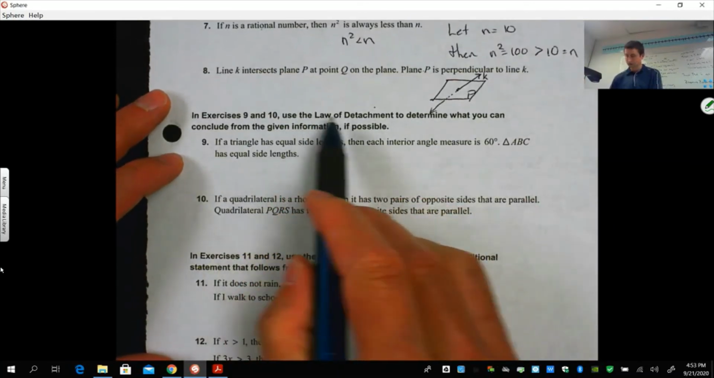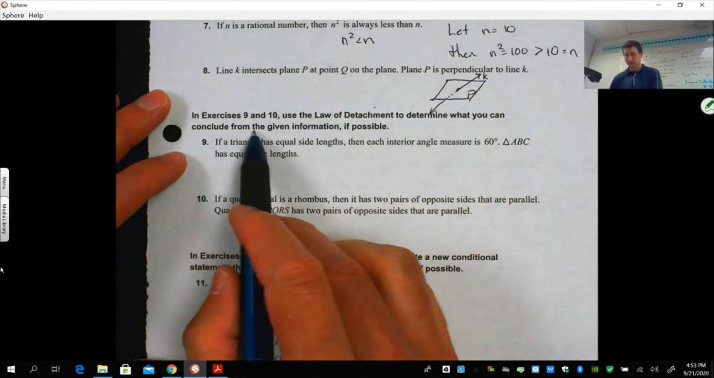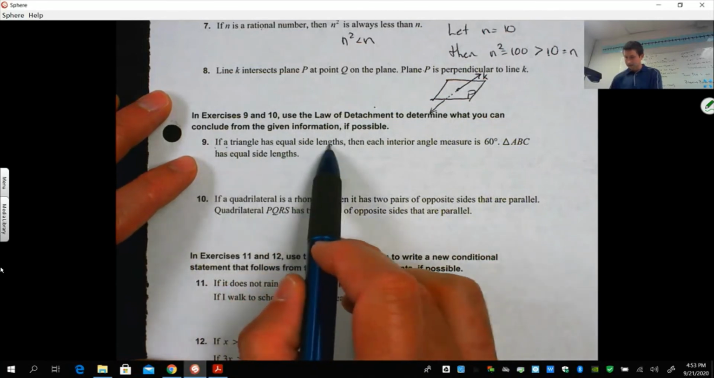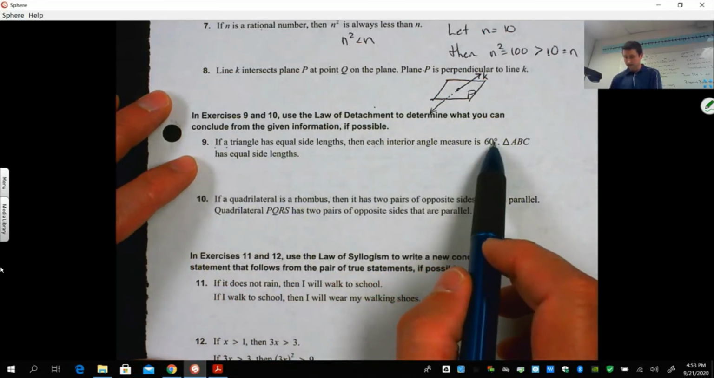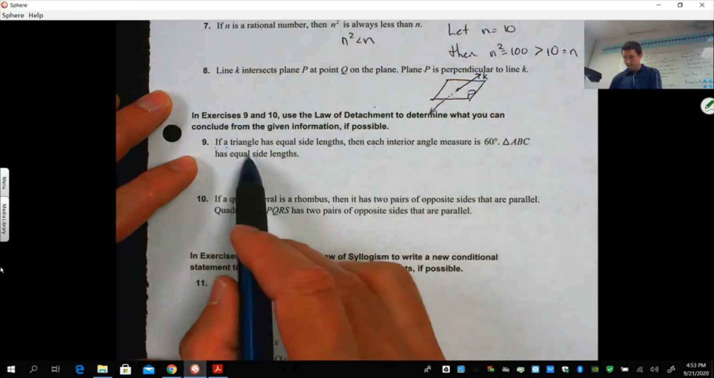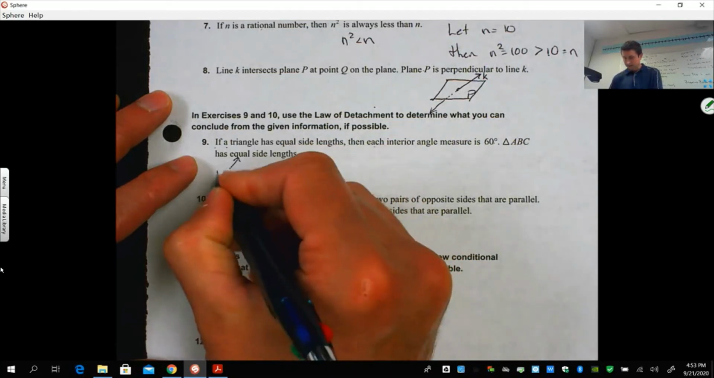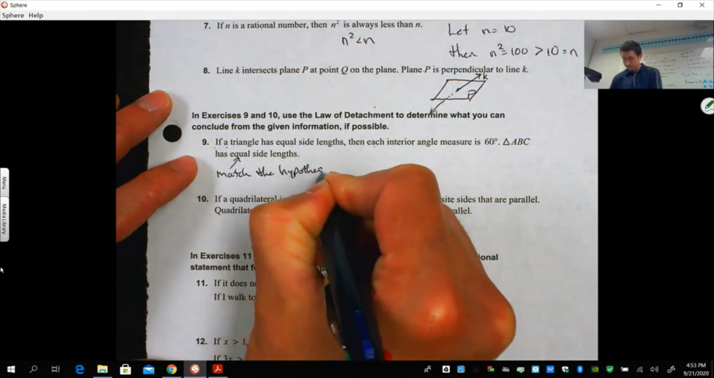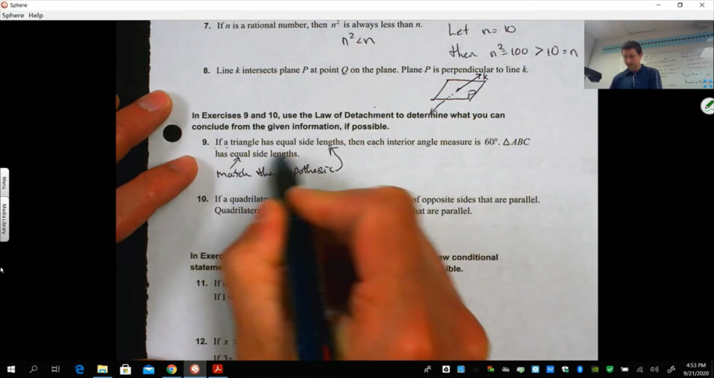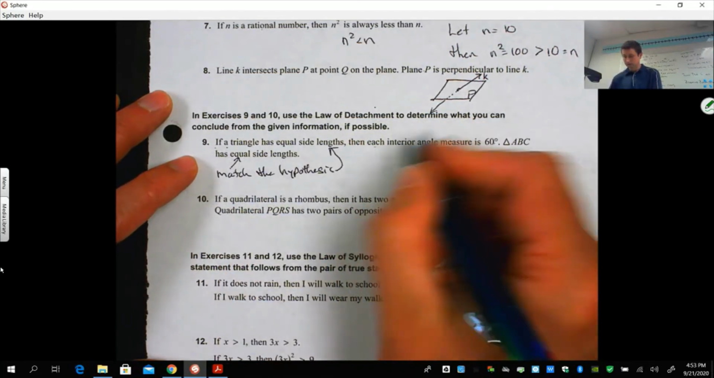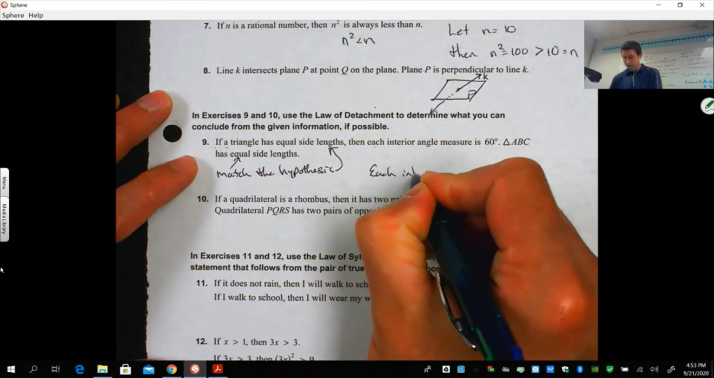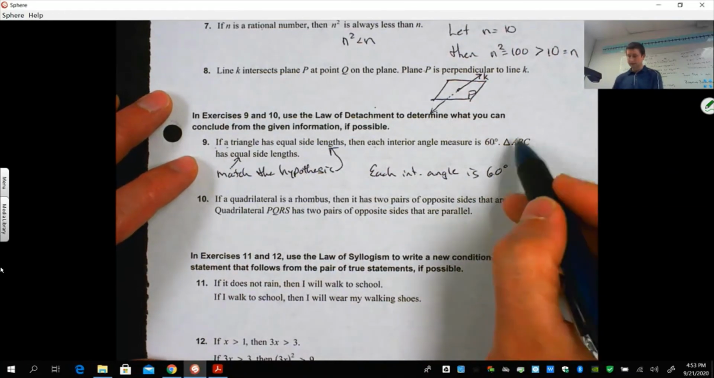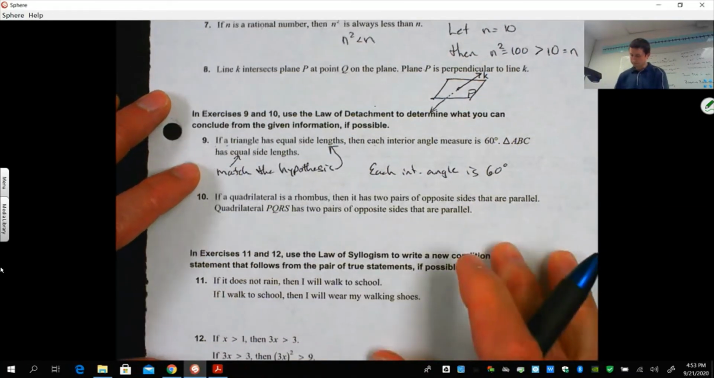Here comes our laws. Use the law of detachment to determine what you can conclude from the given information, if possible. If triangle has equal side lengths, then each interior angle is 60 degrees. Triangle ABC has equal side lengths. This has to match the hypothesis, which it does. Equal side lengths, equal side lengths. So we can conclude each interior angle is 60 degrees. We can conclude that. So this statement has to match the hypothesis for that one.